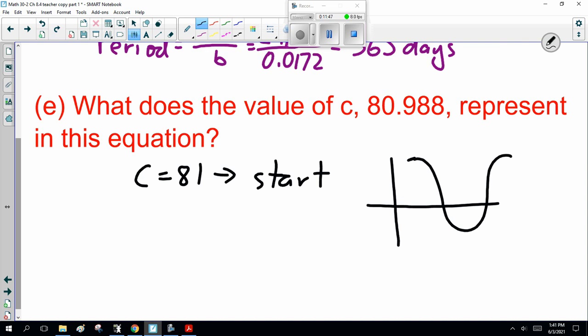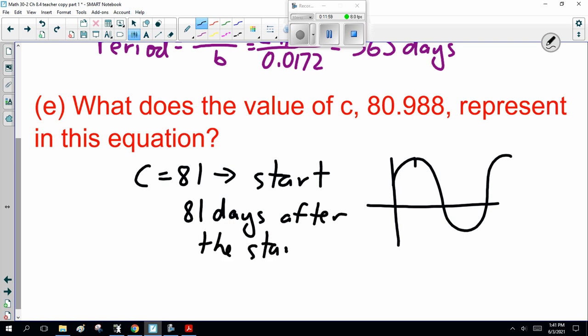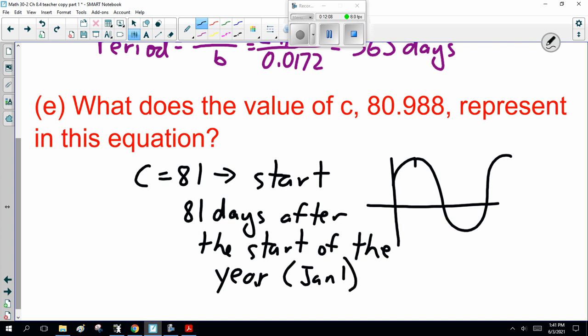Because you start, it moves in 81 days after the start of the year. This period starts, so like 81 days in would be the shortest day of the year, which is in March. That's odd. It should be a little different, or whatever. But that's what the equation says.